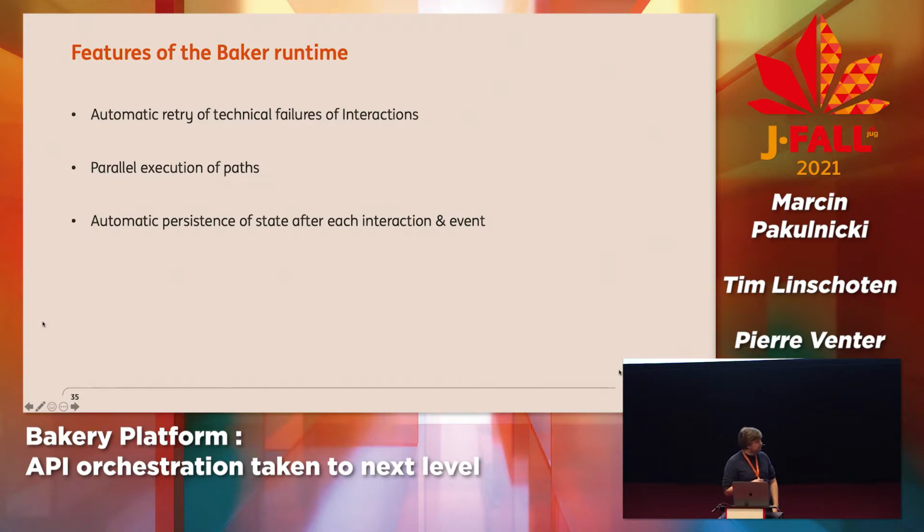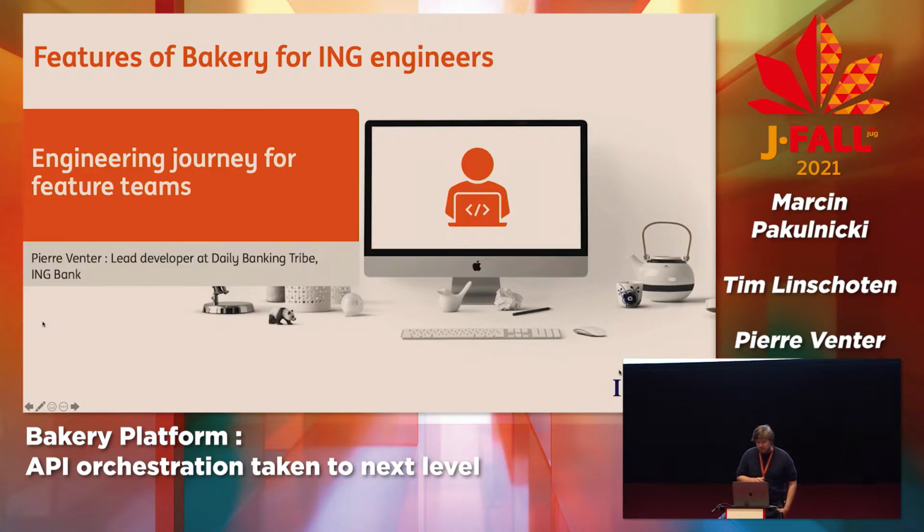It will automatically do parallel execution of paths, call multiple backend systems at the same time if possible, if the data is available. And if configured with Cassandra, it will automatically persist your state after each interaction and event. So yeah, these are some nice things coming out of the box, mostly because we use Akka. Then we'll go a little bit into Bakery and view of it from one of the feature teams using Bakery.